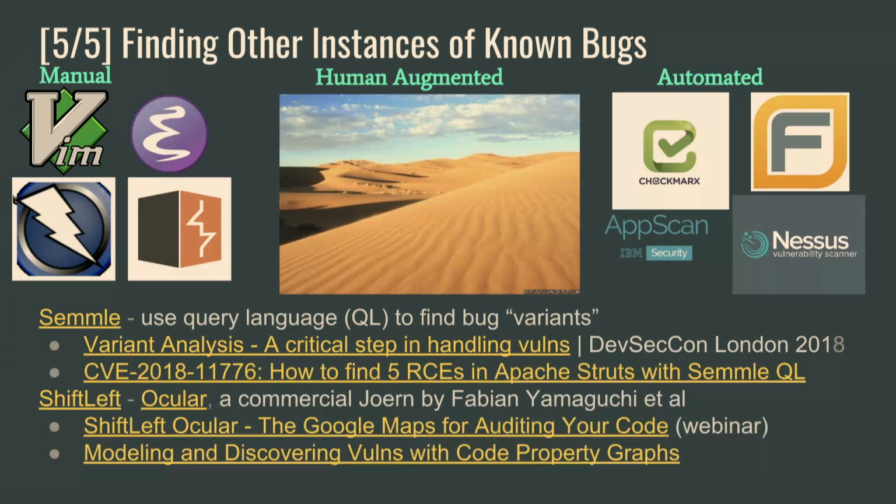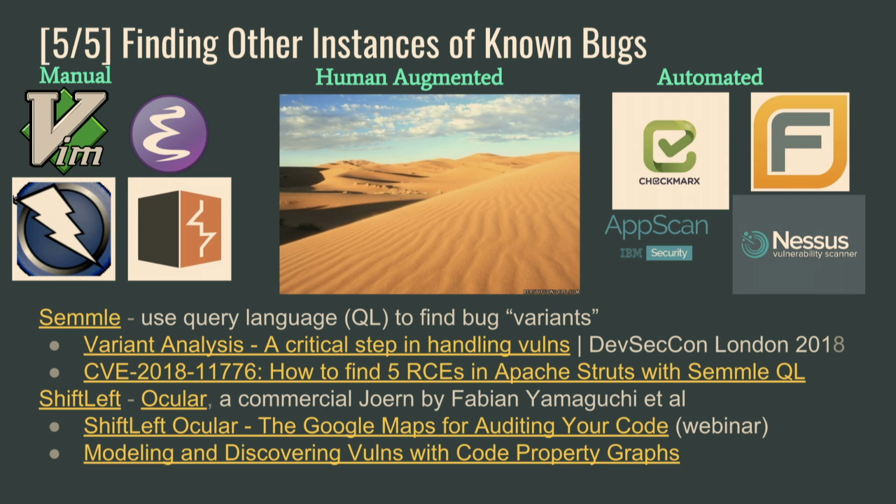So one is Semmle, which is a number of UK academics who built a static analysis company. And their primary thing is this query language, or QL, that finds bug variants. So given a bug that's interesting, let's find other instances of that. And they found some cool bugs.